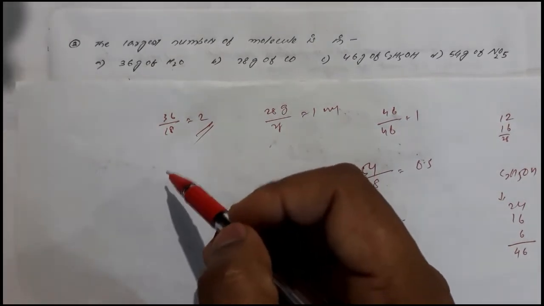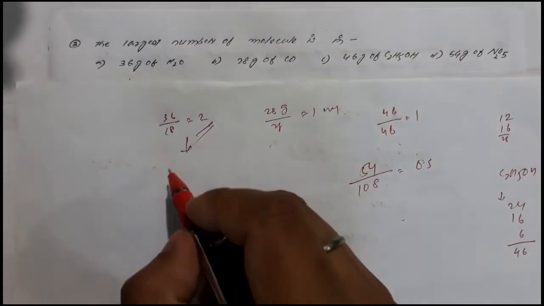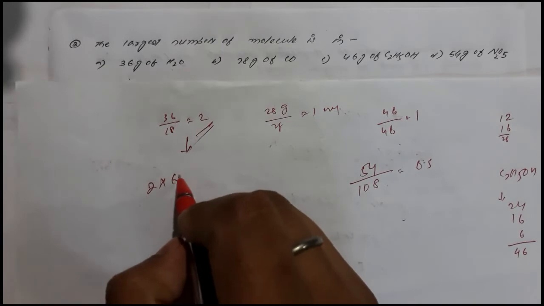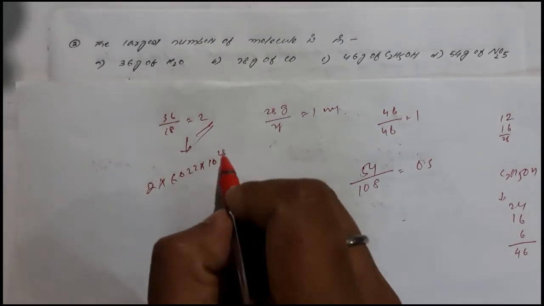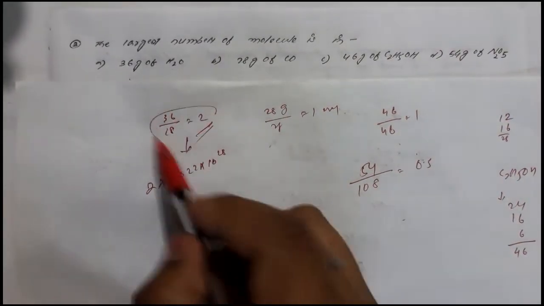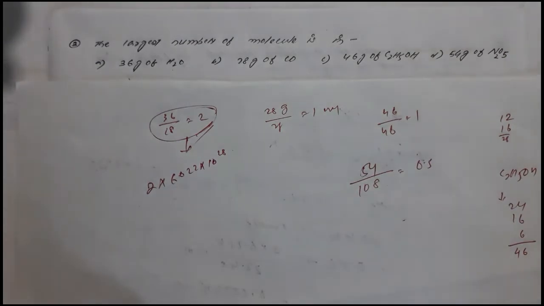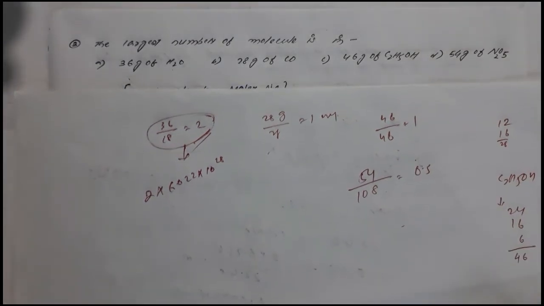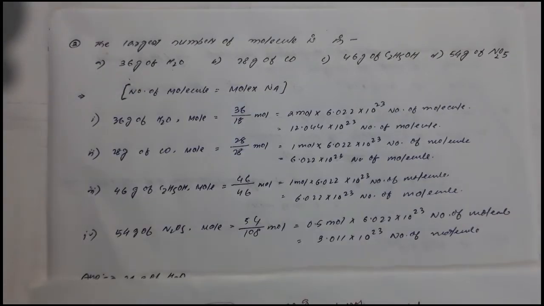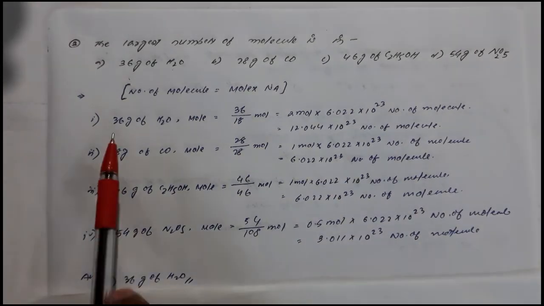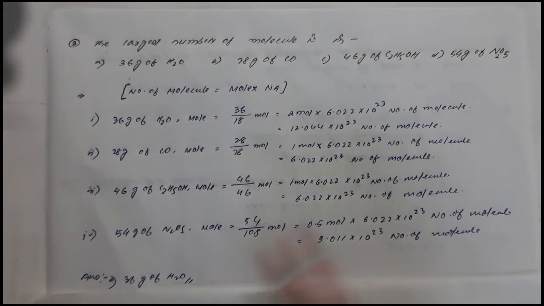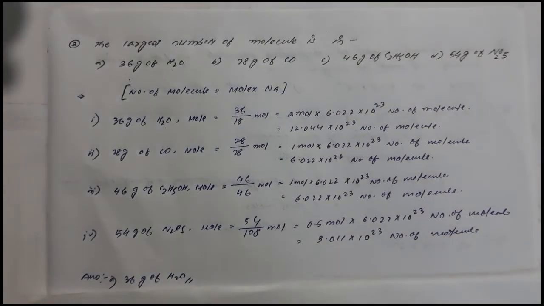36 gram of H2O, right? So 36 gram of H2O means 2 into 6.022 into 10 to the power 23 number of molecules. So definitely those which have higher moles will contain a higher number of molecules. I have solved the question for you, so you can have a look here. It's the same pattern, you can take a screenshot and go through the details.